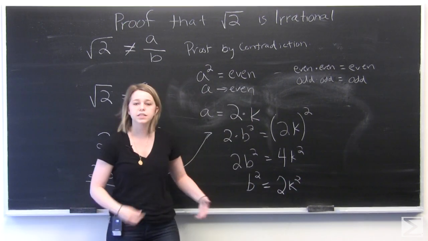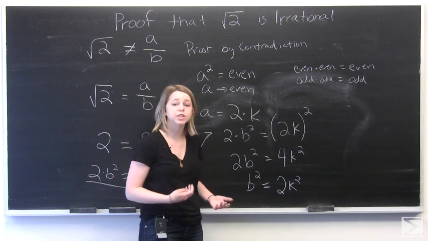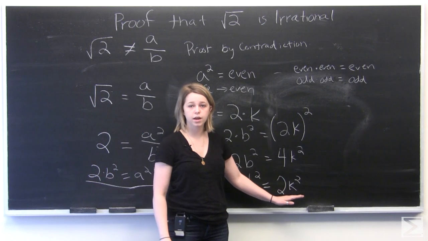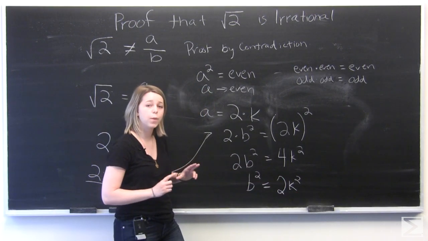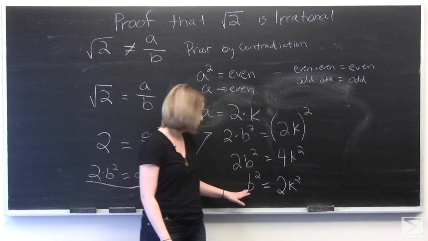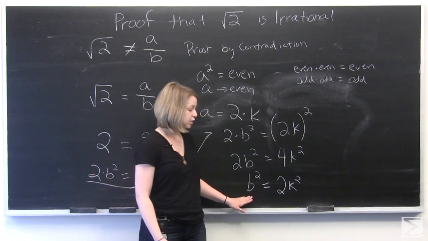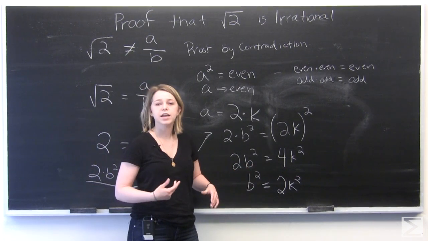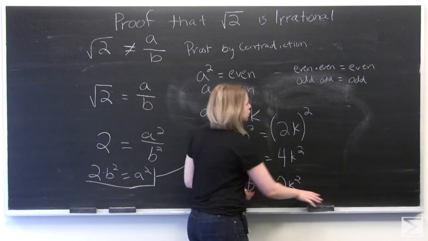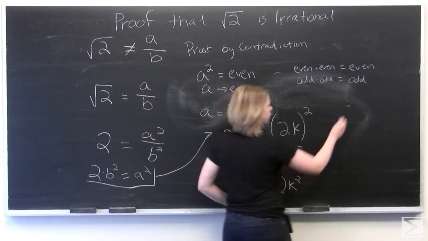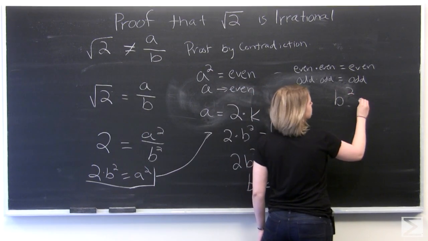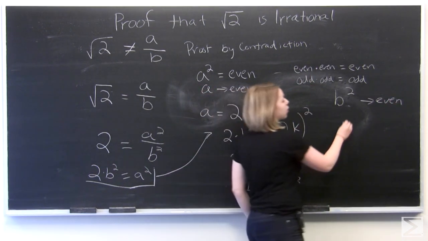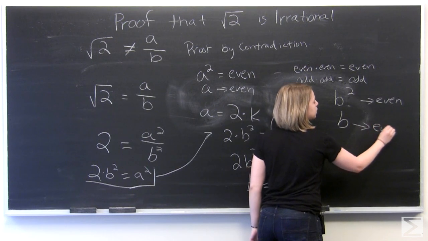Here is where you might see our contradiction start to arise. We've got that b squared is equal to 2k squared. Now this implies that there's some quantity k squared that when multiplied by 2 is equal to b squared. So b squared divided by 2 is equal to k squared, which means that b squared is able to be divided by 2. So we've got our b squared, which must be even. And using the same argument as last time, we know that b is even.